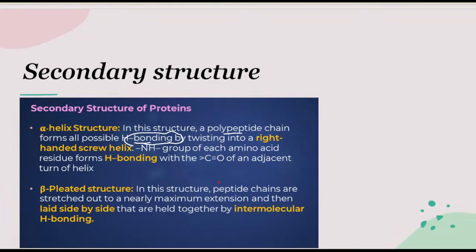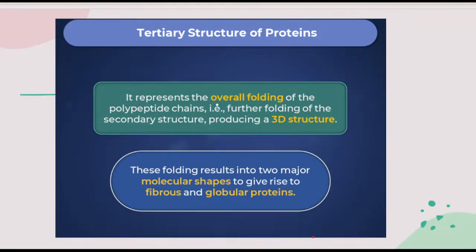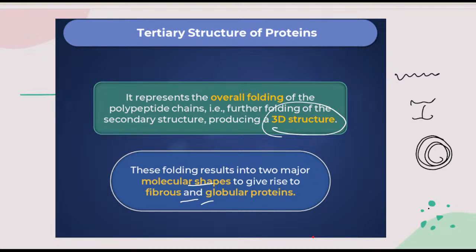Anyway, the drawing is not important because we are not biology students, so leave that. In the alpha helix, there is hydrogen bonding in the right-handed helix, and the NH group of each amino acid takes part in hydrogen bonding. In beta pleated, the peptide chains run side by side, and in this case we have intermolecular hydrogen bonding. Then the tertiary structure represents the overall folding. It's a 3D structure when all the chains combine, and this folding results in the molecule's overall shape, the globular protein. First we have a chain, then a branch, and then they combine and form a kind of globe, oval or rounded in shape.